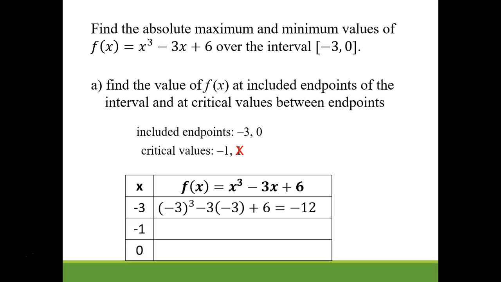So we have one point at -3, -12. We have another point at -1, 8. And our last point we need to consider is at 0, 6.